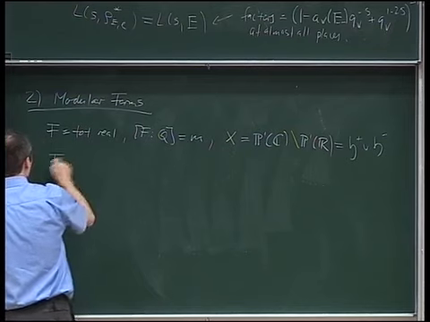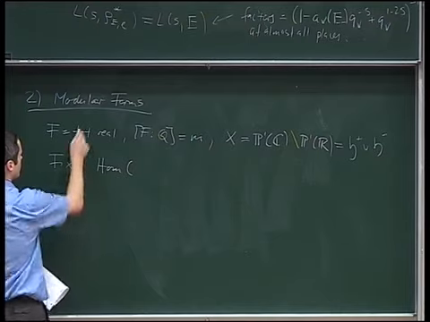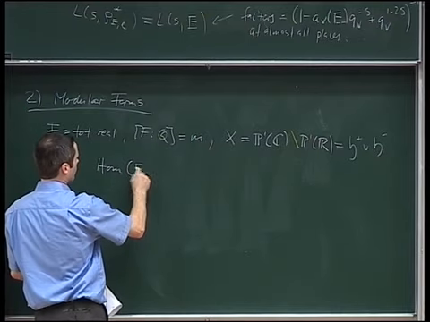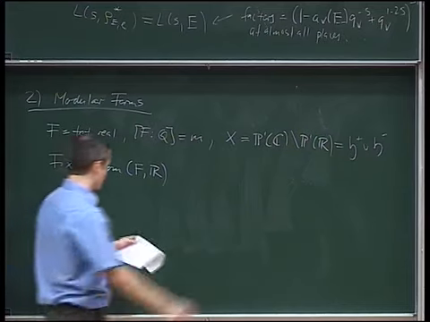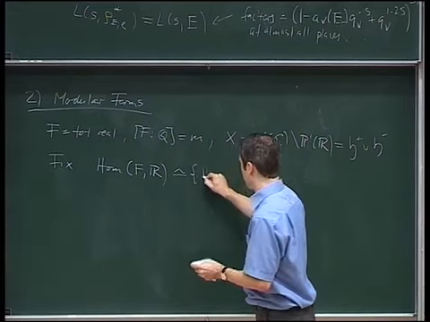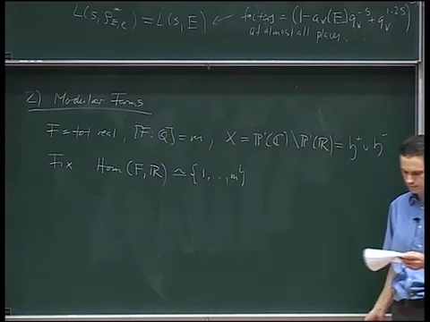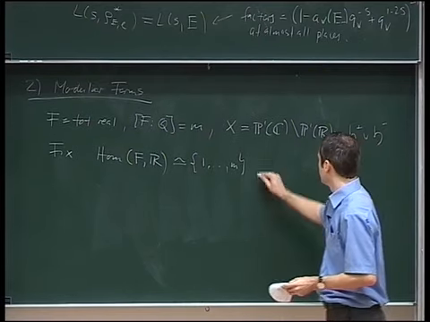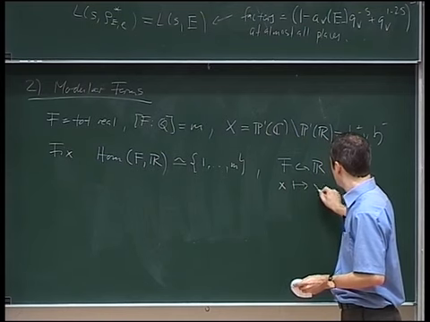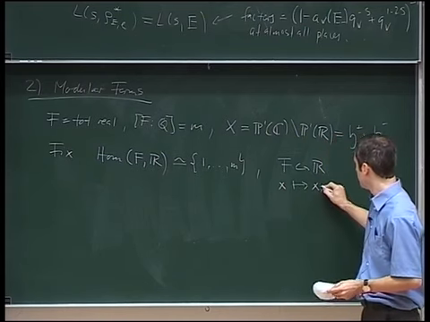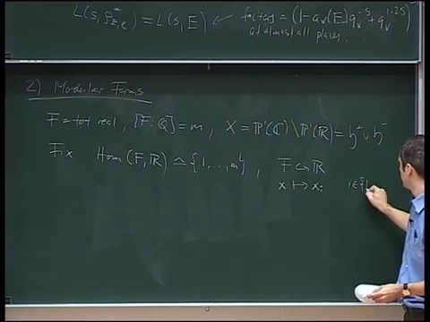And I'll fix an identification of, so all embeddings of F into complex numbers take image inside R, and I take an identification of these m embeddings with the set from 1 to m. And I'll denote the images under one of these embeddings by x going to x_i, so i in 1 to m.